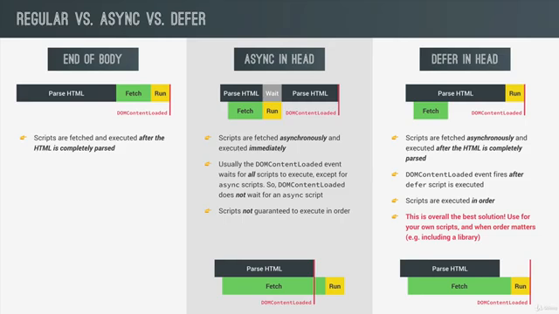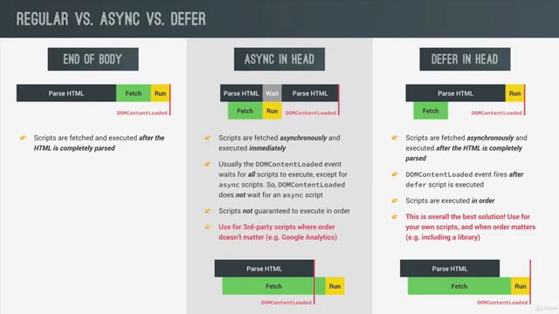So you should use it for your own scripts and for scripts where the order of execution is important. For example, if your script relies on some third-party library that you need to include, you will include that library before your own script, so that your script can then use the library's code. And in this case, you have to use defer and not async, because defer will guarantee the correct order of execution.